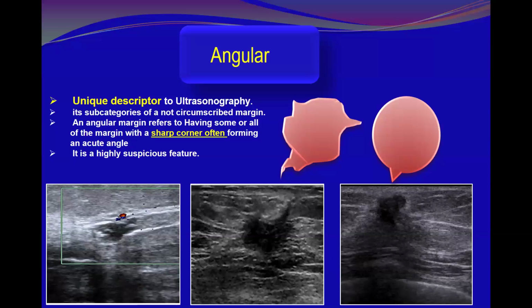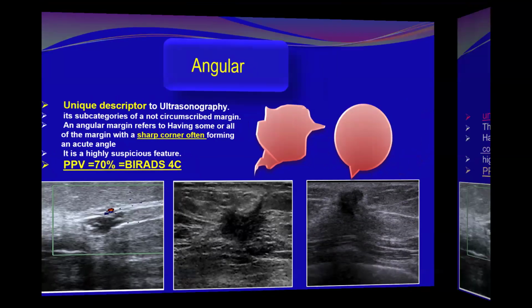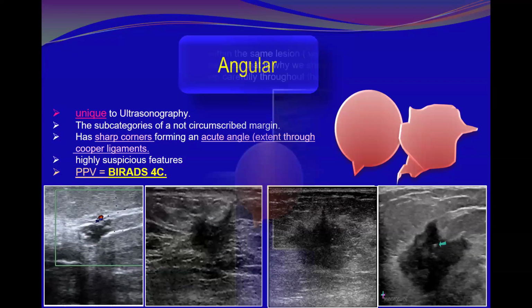Angular margin is also a unique descriptor in ultrasound. It has a sharp corner, forming acute angles. It is highly suspicious. It is about BI-RADS, with a positive predictive value in the range of 70, within BI-RADS 4C.